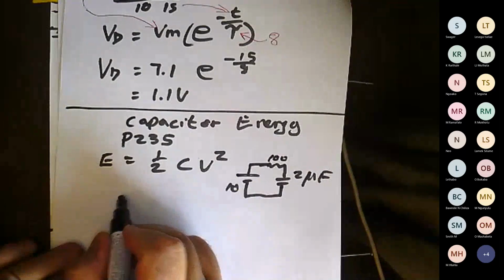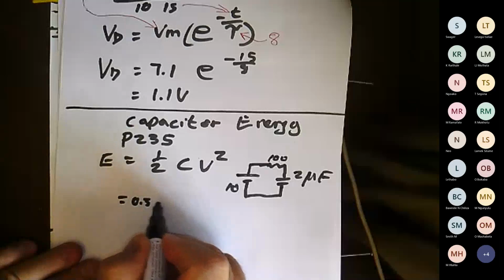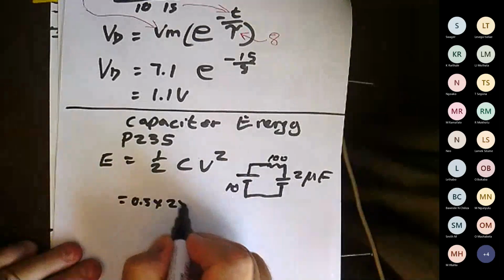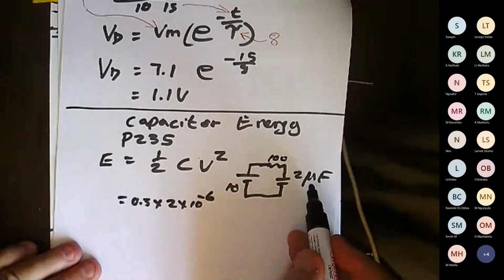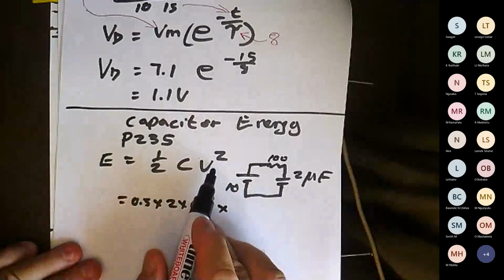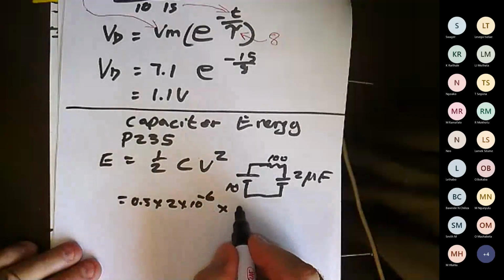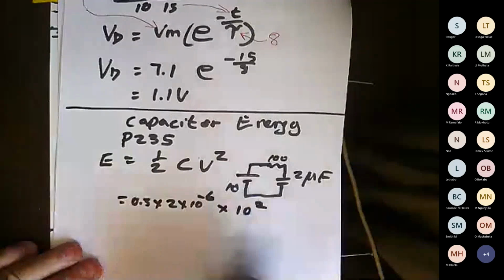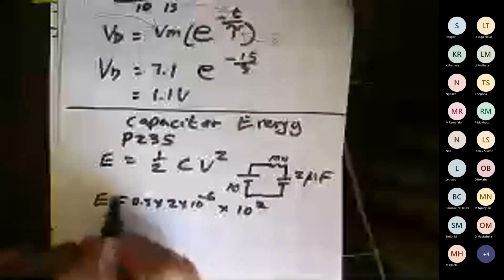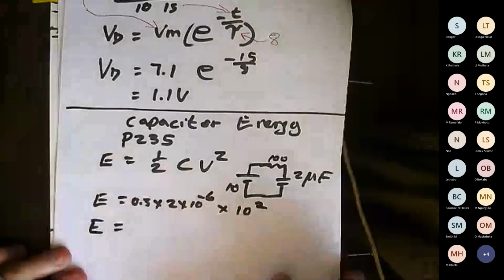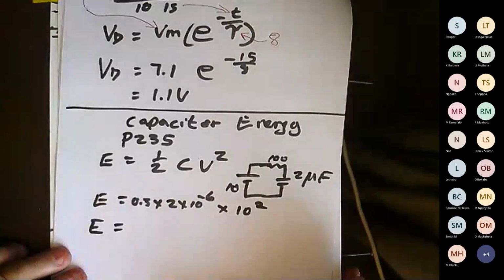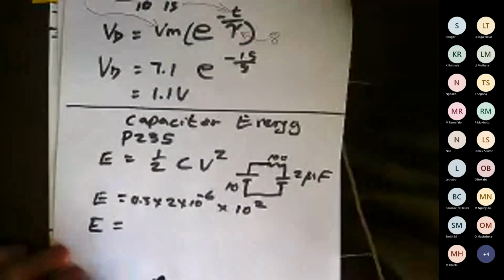So here's my formula. So that is 0.5 times 2 times 10 to the minus 6, because it's microfarad. Okay, times the voltage square. So 10 square times 10 square. So guys, what is the energy? Calculate it for me, please. While you enjoy it so much here in this enjoyable class. What is the energy there? Can you do it for me? What is the energy?